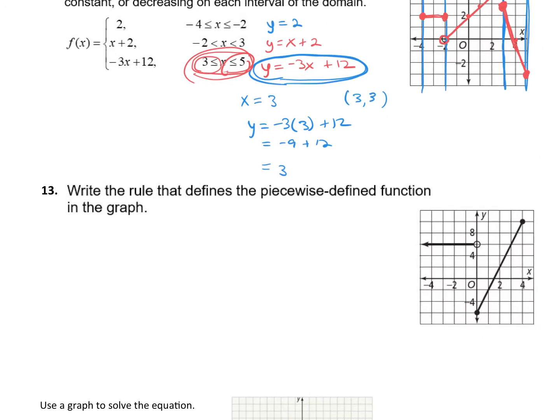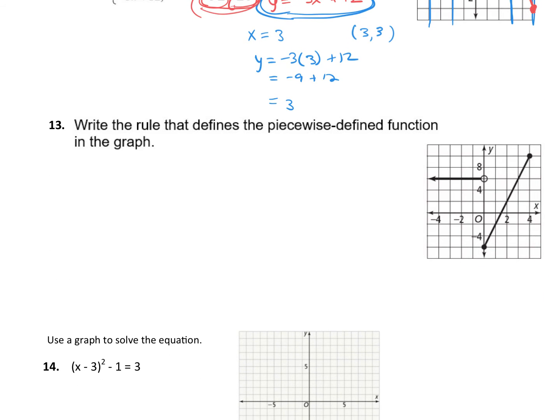All right, our next example, now we're going to write our own rule that defines the piecewise defined function in the graph. So let's identify those boundaries, those vertical boundaries that we had in our last one. I can see we have one here. That's where the end of one piece of a graph is and the next one starts. And I can see we have one here. So I'm going to need an equation for that function. So f of x equals, I'm going to have two lines because there are two functions that we're going to write an equation for.